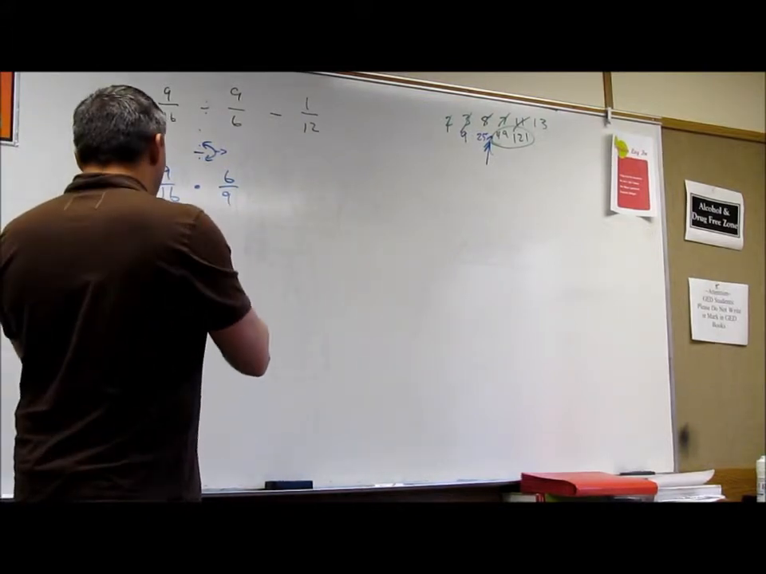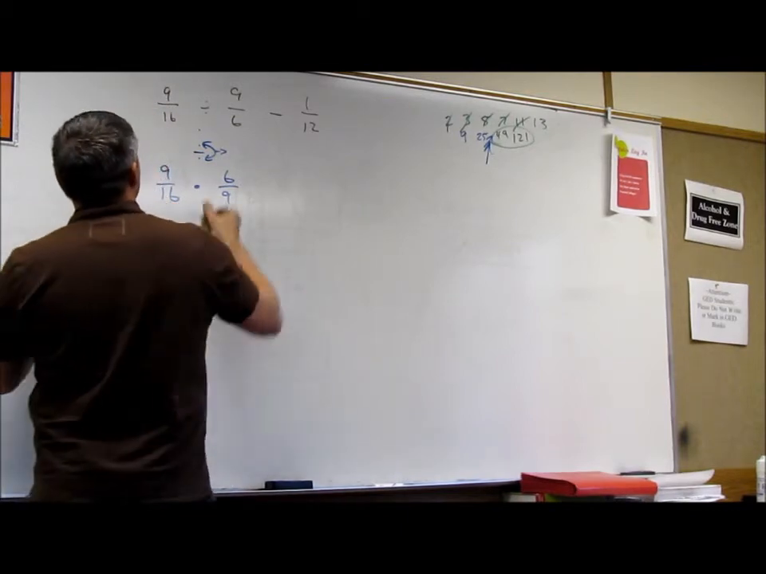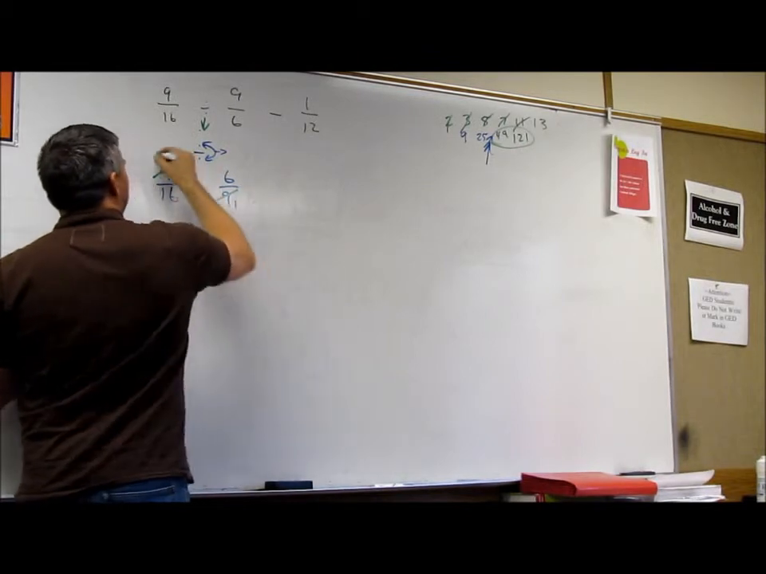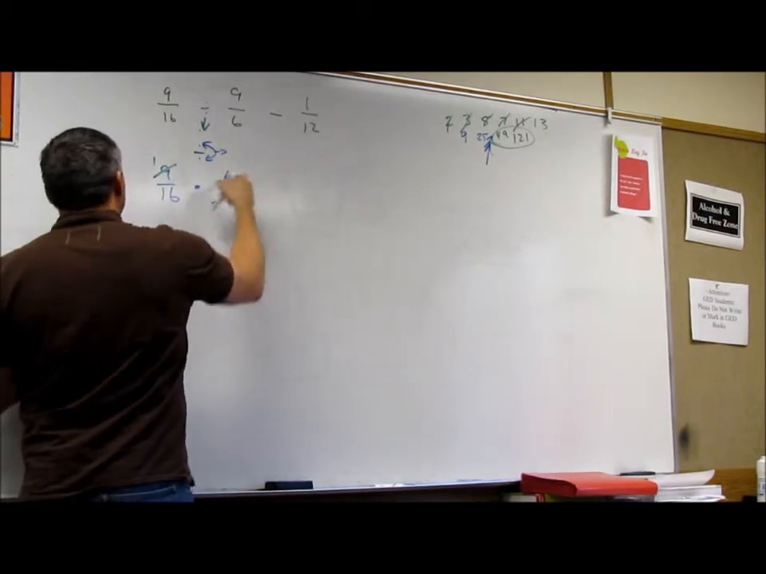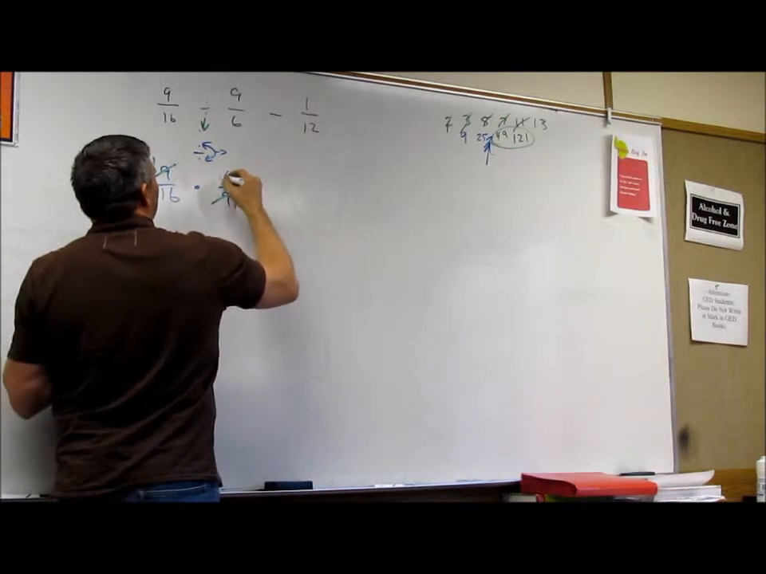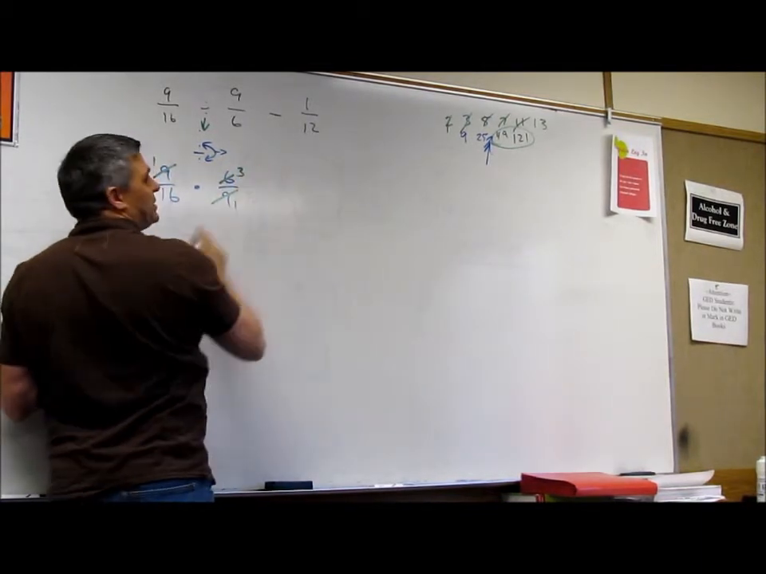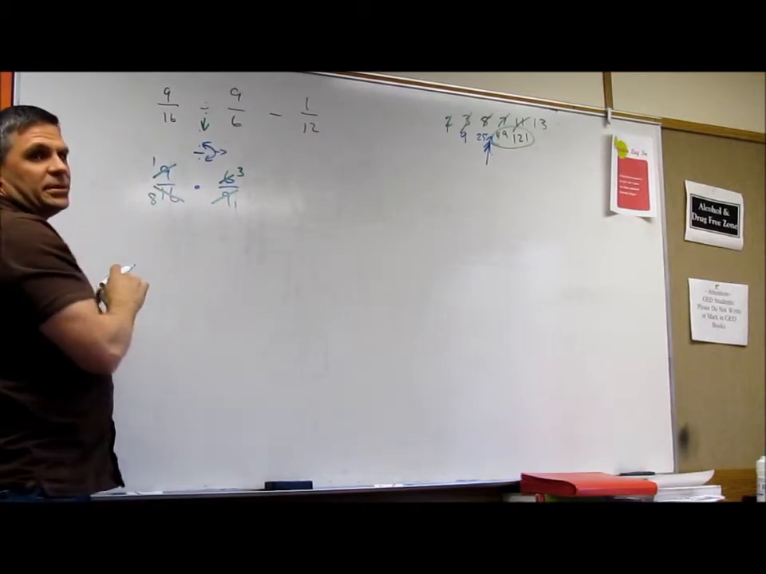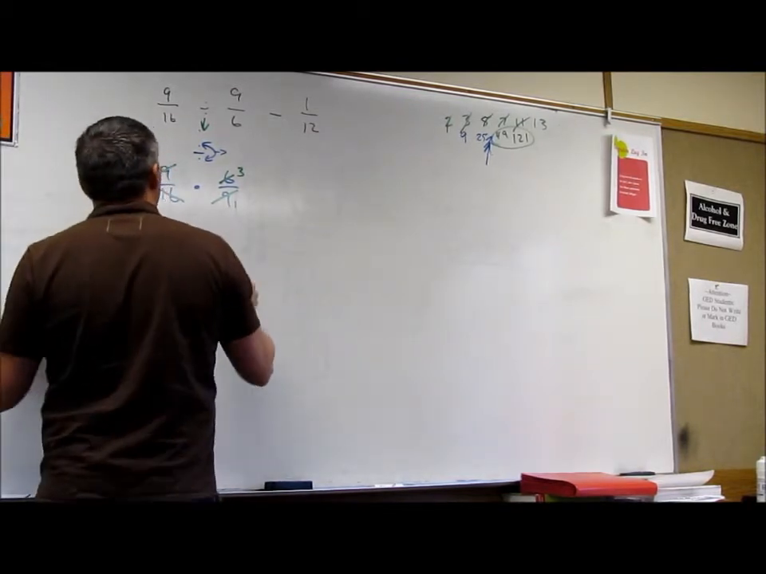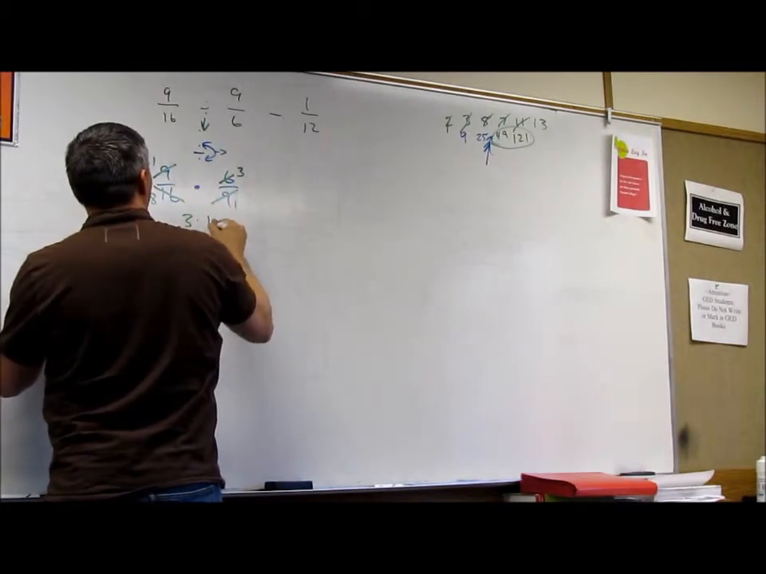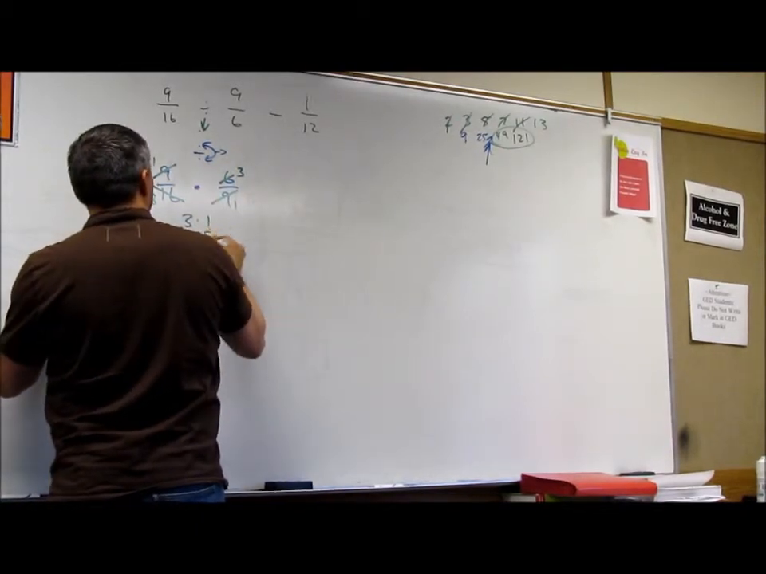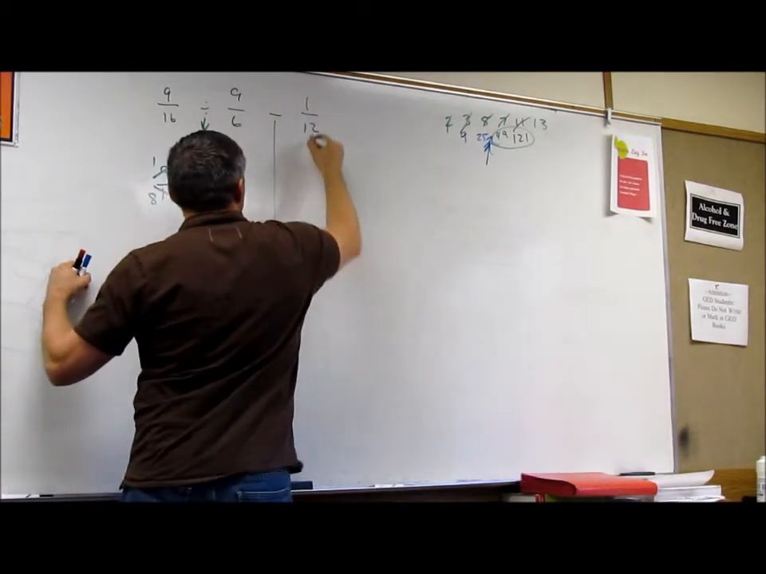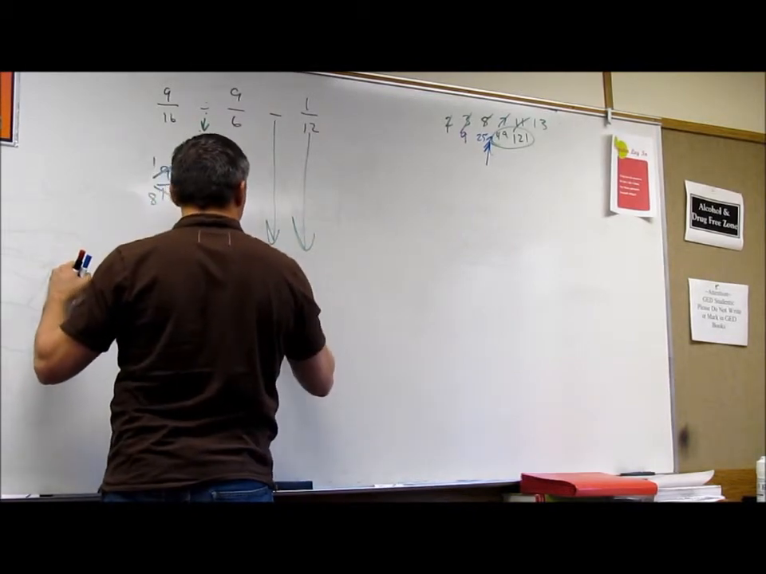Okay? Now just worry about these guys. I'm just worrying about these. So now, the 9 goes into 9 once and once. 6 doesn't go into 16, but what does? 2 goes into 6 3 times. 2 goes into 16 8 times. So now I have 3 times 1 and 1 times 8. So I have 3 over 8. And I bring this stuff down. Minus 1/12.